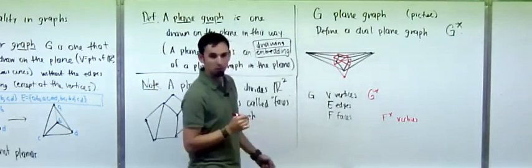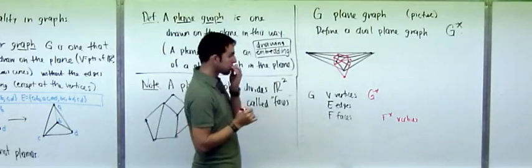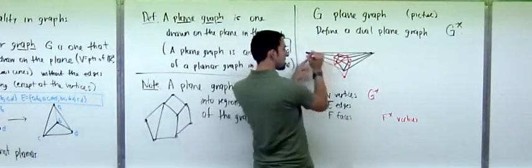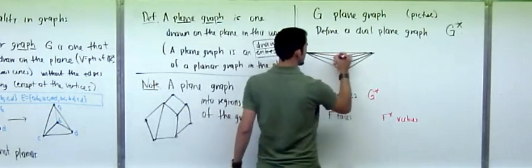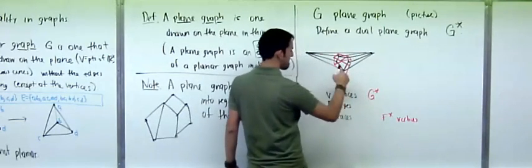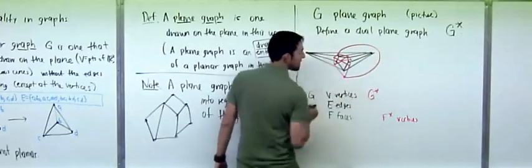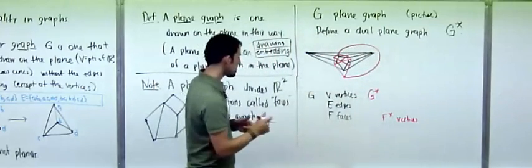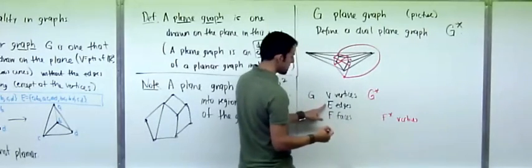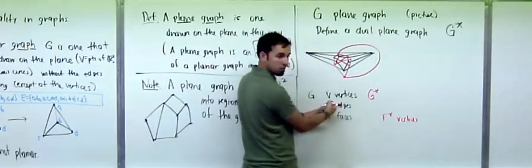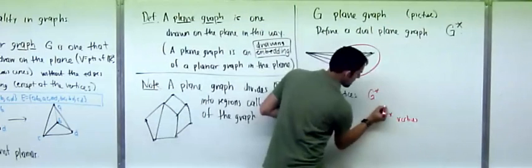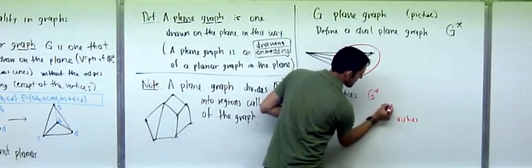Am I done? No. You need something from the top. I'm not done because there's this edge. Maybe now you can see why I chose this funny shape so that I only have one weird edge like this. So for each edge in E, I'm going to get another edge in E star, which basically crosses it.